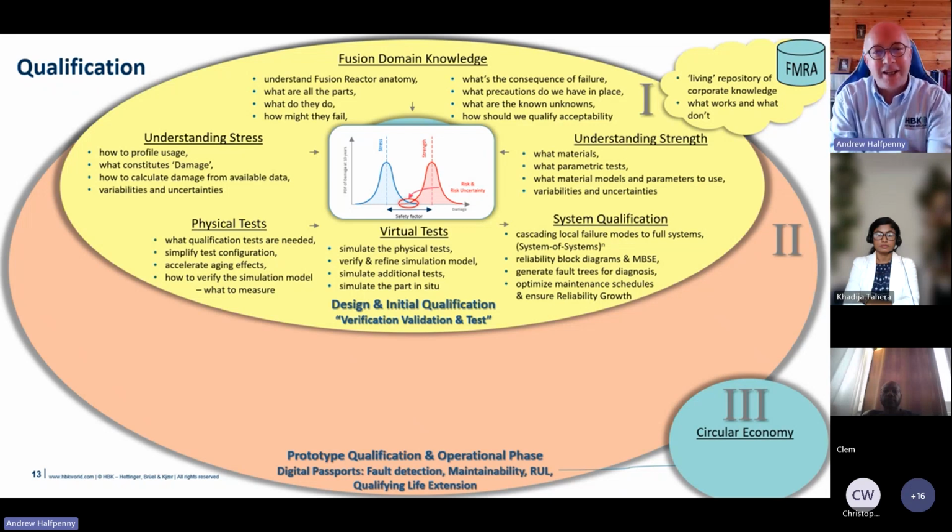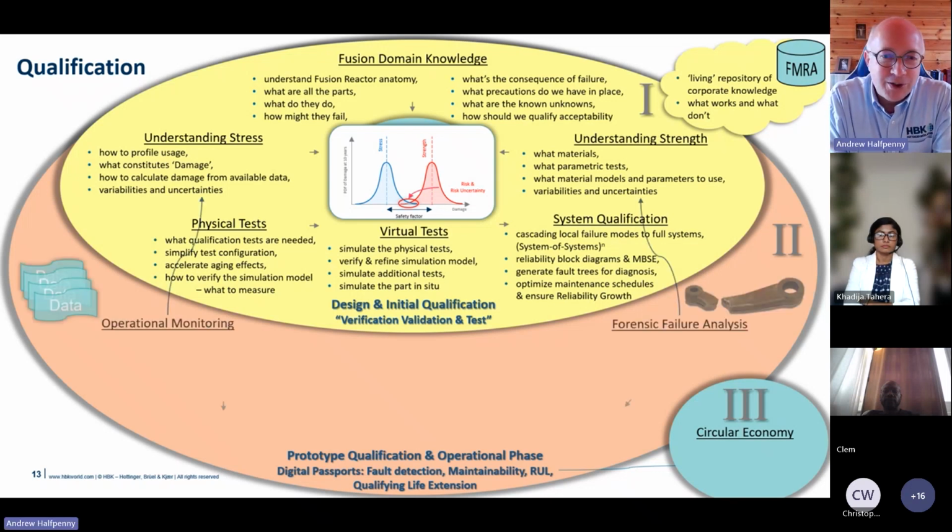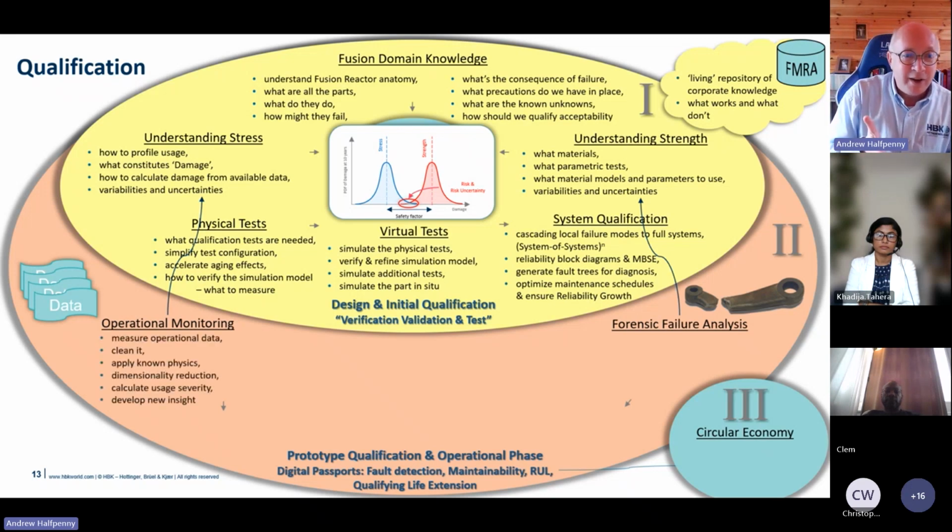So all of this takes place at that stage. Now, of course, we're in a position where we can start to build real prototypes of our tokamak reactor and start to get real operational insight. So on the left, we're measuring data, and on the right, we're understanding strength again. So as data becomes available, we can measure that.